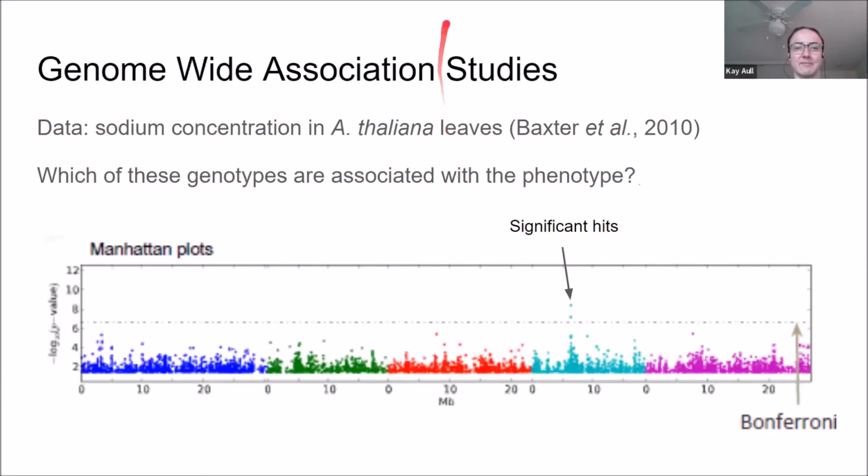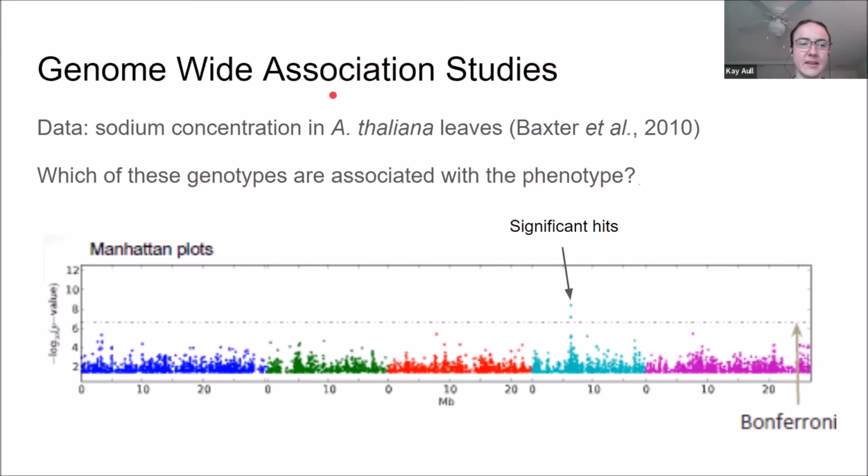So this is something that you will see all the time in genetic studies. This particular data happens to be associations for sodium concentration in Arabidopsis thaliana, but you'll see these sorts of plots all the time. They're trying to ask the question, what genotypes are associated with a particular phenotype?